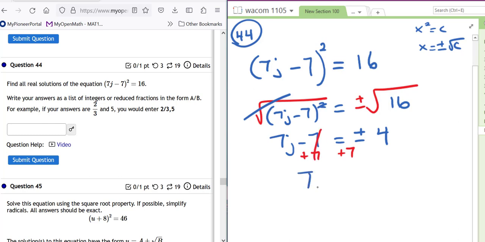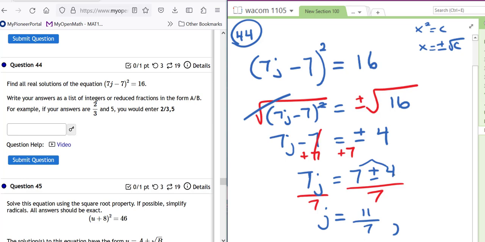So 7j equals 7 plus or minus 4. And now we're going to divide by 7. Because these are plain numbers, they don't have a radical or an i, we will actually work this out. So we will do 7 plus 4 is 11, and it goes back over 7. And we'll do 7 minus 4 is 3, and it goes back over 7.